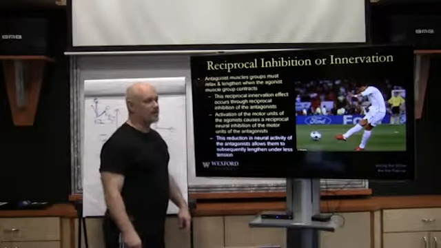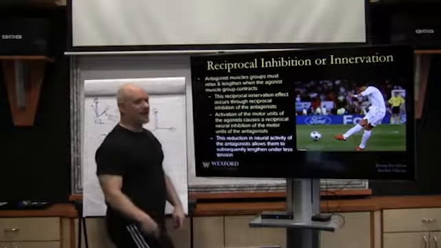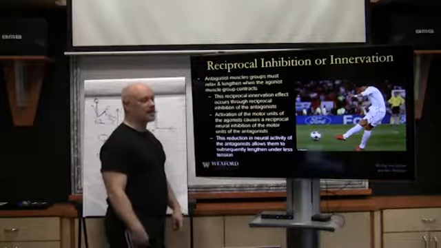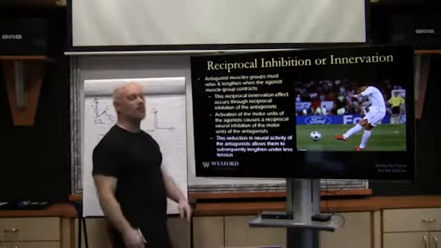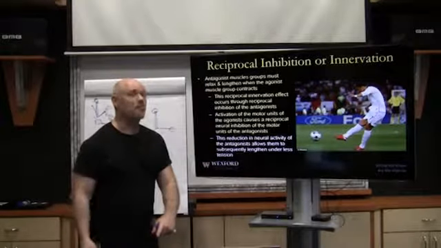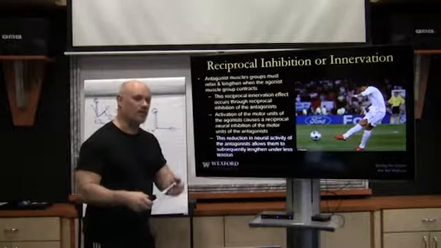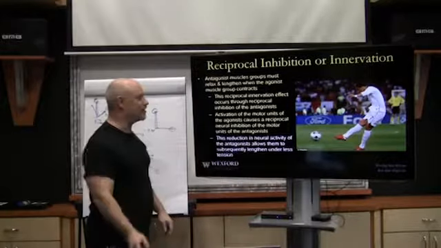Because remember, if you're trying to lengthen the anterior side, the quad, the hip flexor and knee extensors that way, if this were to activate, it would be harder to do that movement because the antagonist would be on and it would really decrease the efficiency of that movement.